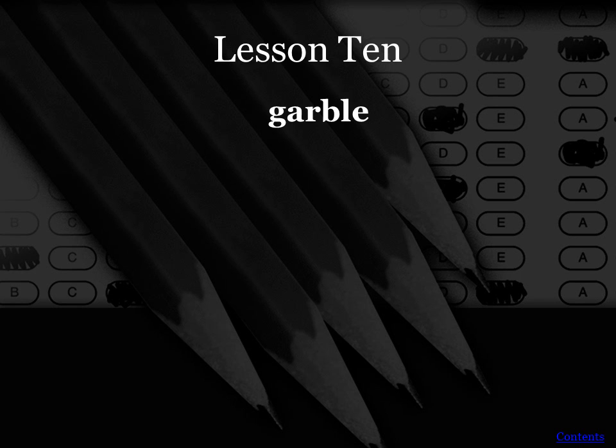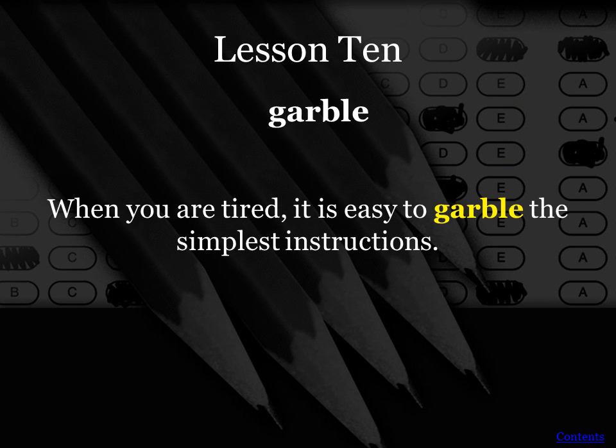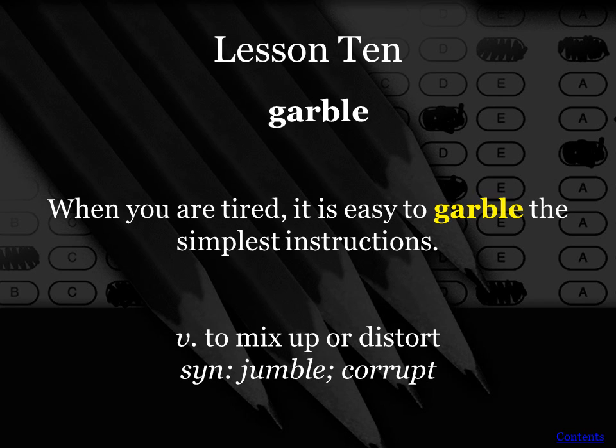Garble is our next word. When you are tired, it is easy to garble, so this is a verb, the simplest instructions. Think about how you feel if you come to school and you've had hardly any sleep. You might not even be able to communicate clearly with your friends. If I come to school and I have not slept well, I feel like I'm garbling my teaching during the day, especially second period in the morning. And if you garble something, it means you mix it up or distort it. Maybe your speech is garbled. Jumble or corrupt would be synonyms.